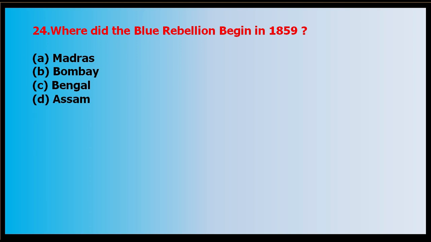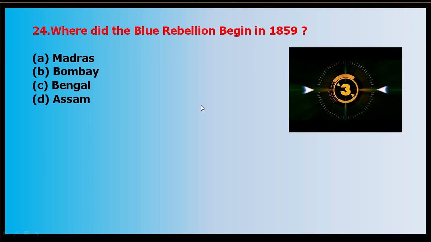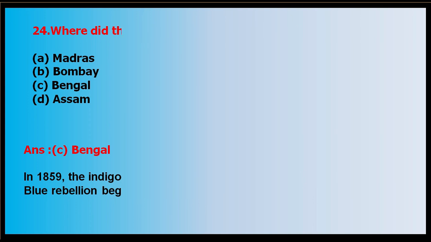Moving to question number 24. Where did the Blue Rebellion begin in 1859? Your options are Madras, Bombay, Bengal, or Assam. Your time starts now. The correct answer is Bengal. In 1859, the Ryots in Bengal refused to grow the indigo, and the Blue Rebellion began against the indigo planters there in Bengal.